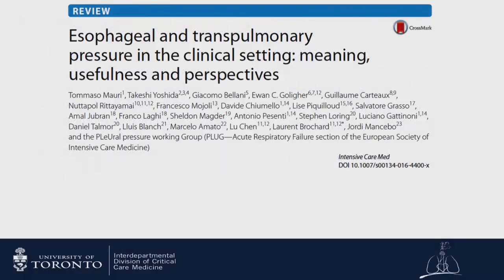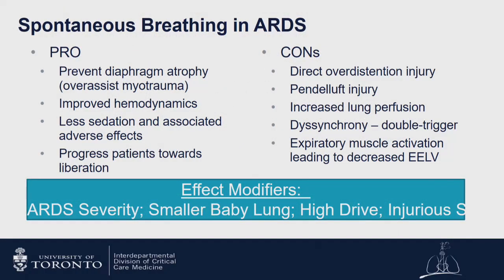On the opposite side, there are some risks. Let's go back to the previous slide. Spontaneous breathing can lead to direct overdistension injury by having larger tidal volumes than we want. There's this pendulum phenomenon that can happen in injured lungs. Also, increased risk of increased lung perfusion and potentially more edema because of negative pressure within the interstitial space. And when we have spontaneous efforts mixed with some machine efforts, then we're at risk for dyssynchrony and double triggering, which is a double breath, which can also injure the lung.